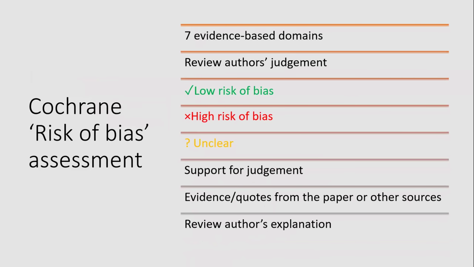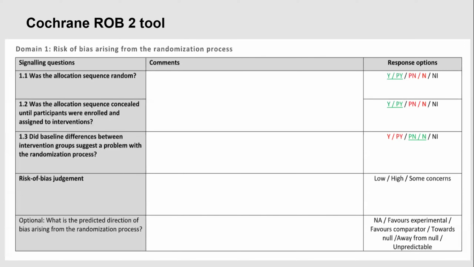So it has mainly 7 domains where you will try to assess the risk of bias, and based on the color coding, yellow indicates low risk of bias, red is high risk of bias, and yellow is unclear risk of bias. So this is how the Cochrane risk of bias tool looks.